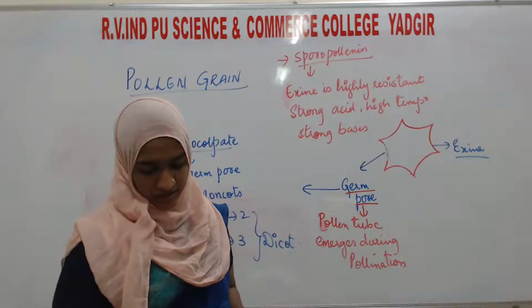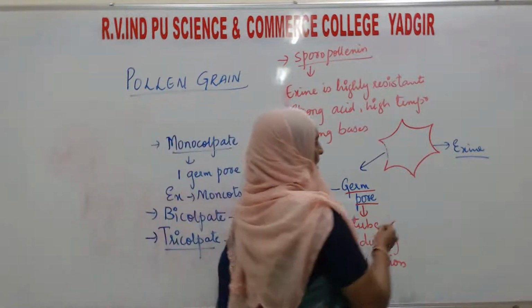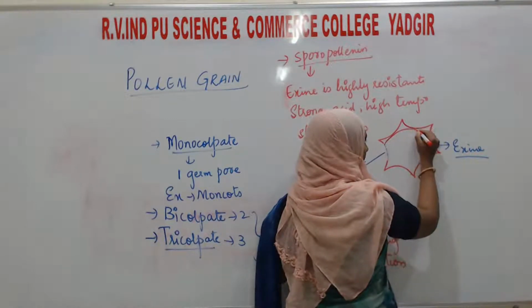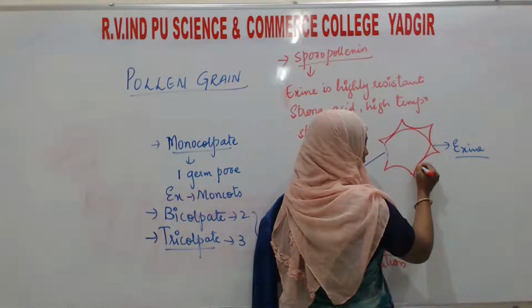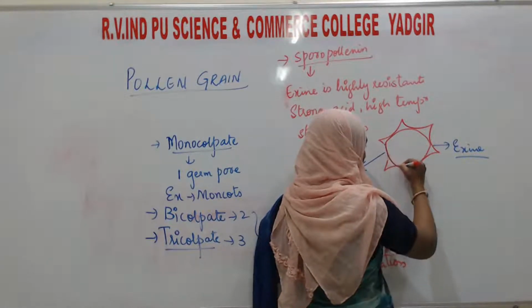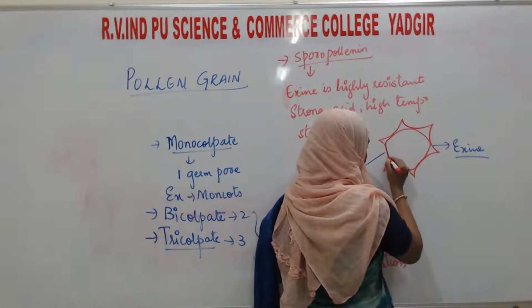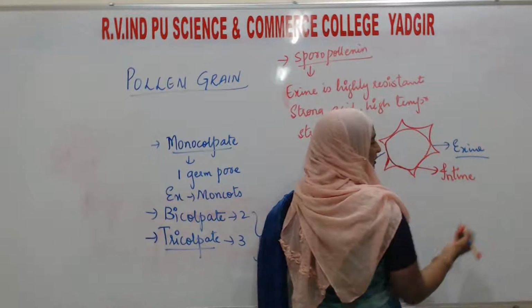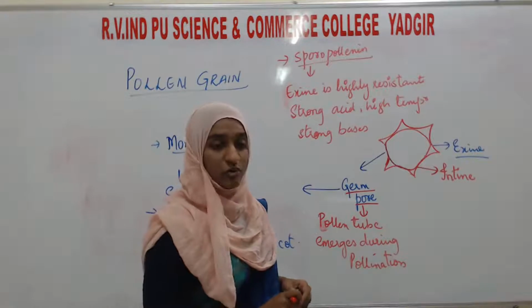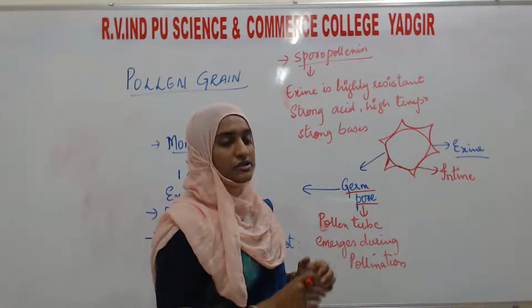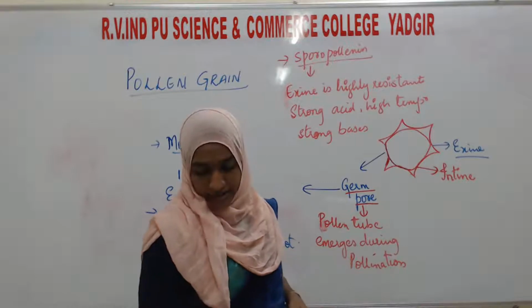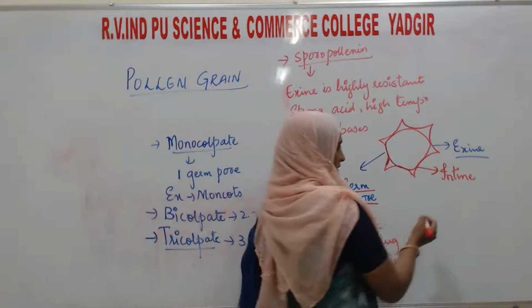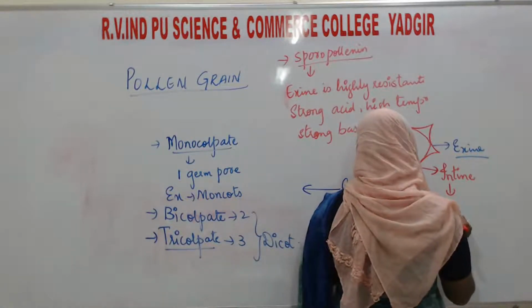Next, after this, an inner wall layer will be there, whose surface is smooth, not rough, and that inner wall layer is known as the intine. It is the innermost layer, which is smooth and enclosing the inner cytoplasm. And this inner layer, as I told you, has enzymatic plates of proteins.